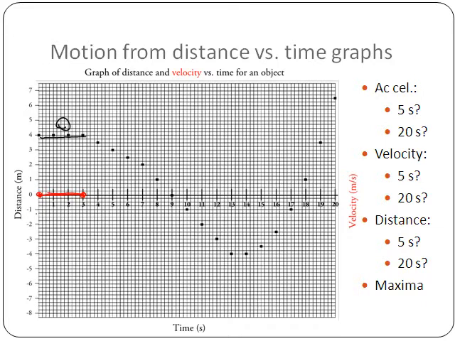Now, for our next section, we just figured out, looking at this part right here, that this has a slope of negative 0.5 meters per second. So what does that mean? Well, it means that we're going to have a slope of negative 0.5 on our next one here.